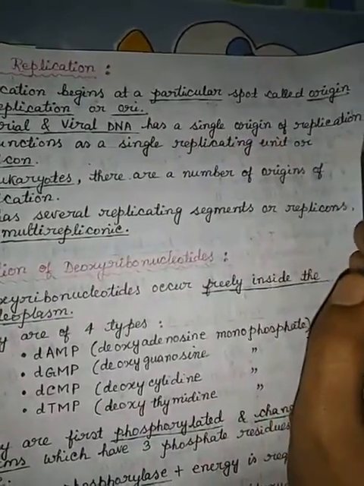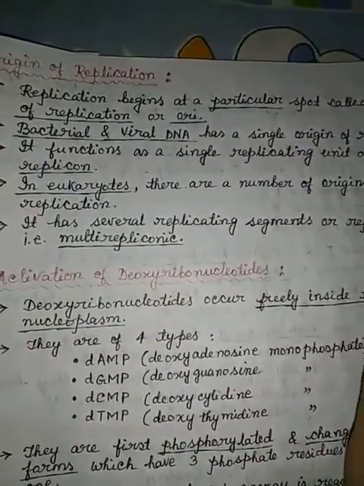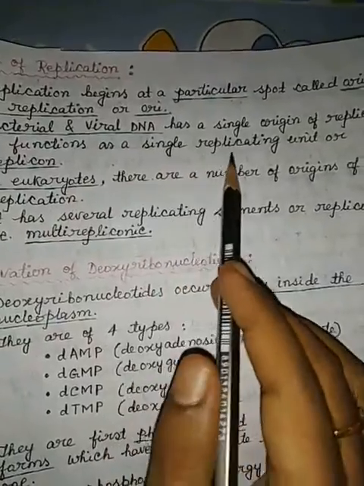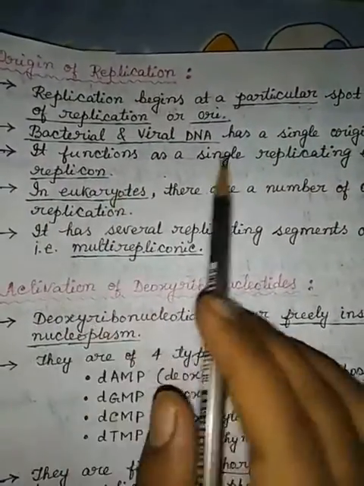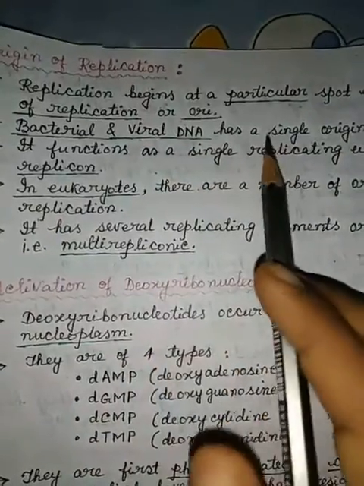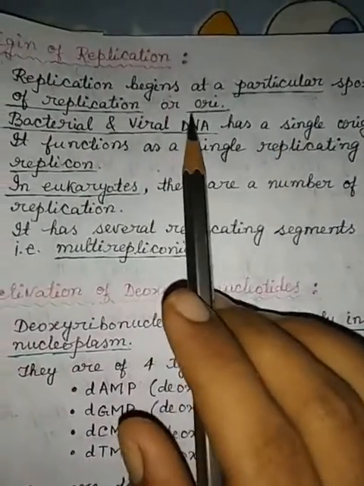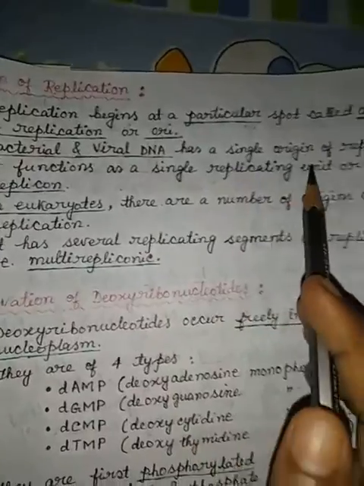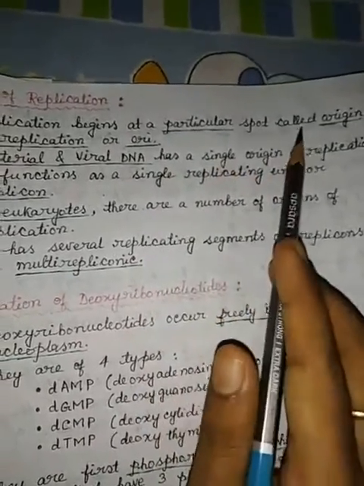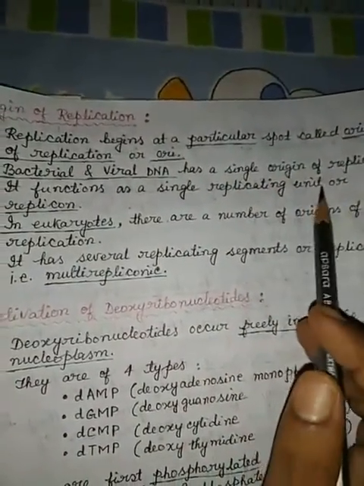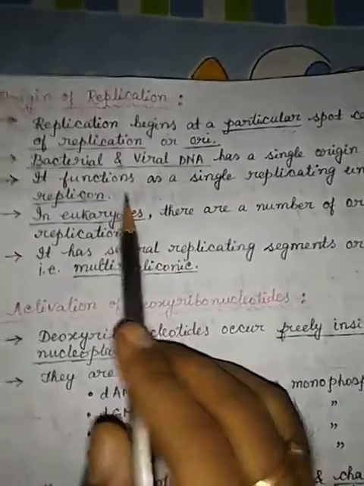In prokaryotes, mainly in case of bacteria and virus, there is only a single origin of replication. And it functions as a single replicating unit, which is called replicon. Means in a particular structure of DNA, the replication starts from only one place, and this unit with a single origin of replication is called replicon.